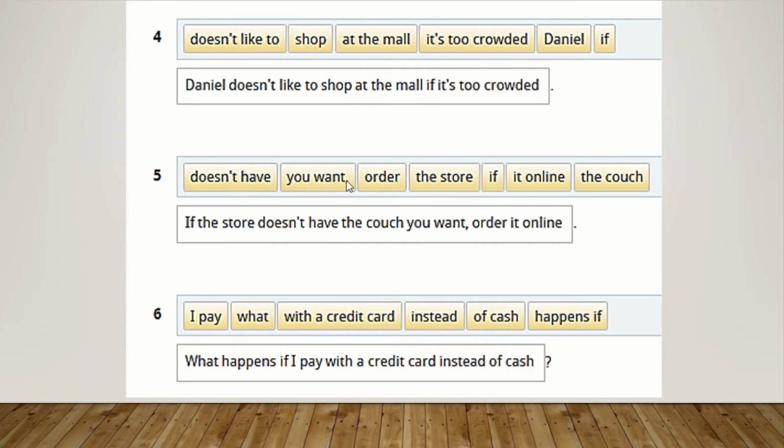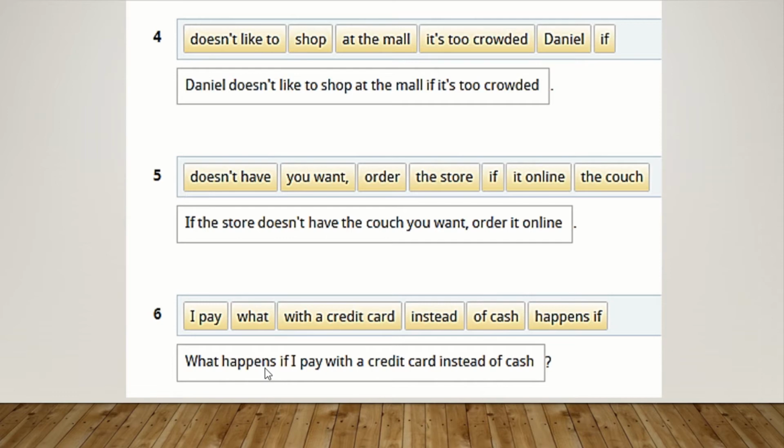In this one, again, the comma, so you start with the condition. If the store doesn't have the couch you want, order it online. Okay, when you order online, it's because that store doesn't have the item, right? Now, in this case of a question, remember that I told you the question will be in the result part. So the result will be the beginning of the sentence.